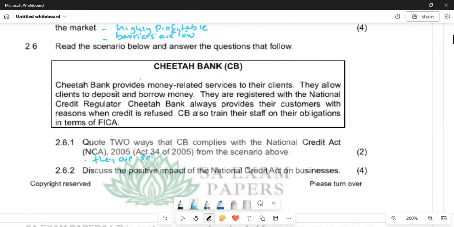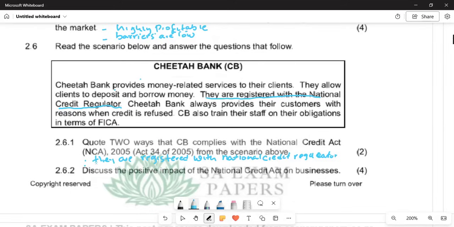They are registered with the National Credit Regulator. So by registering with the National Credit Regulator, it means they are complying with what? With the Act. So we quote it as it is: they are registered with the National Credit Regulator. That is that.